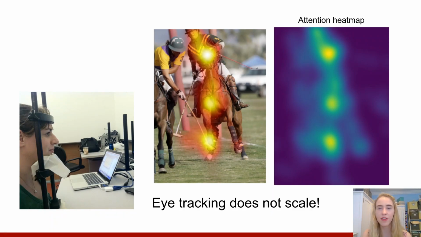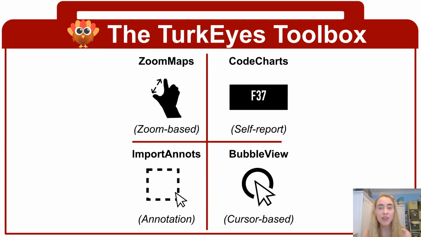However, this method of collecting attention does not scale. Bringing subjects into lab is time-intensive and, during a global pandemic, probably not possible. So in this work, we present TurkEyes, a toolbox of 4 interfaces for gathering attention data using just a laptop or mobile phone without eye tracking. Instead, we make use of interaction methodologies that are correlated with attention.